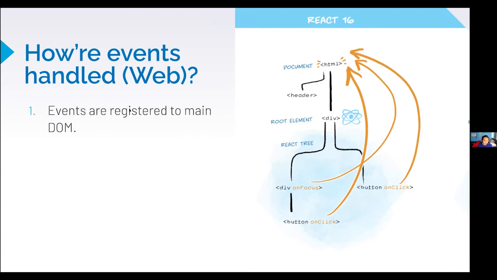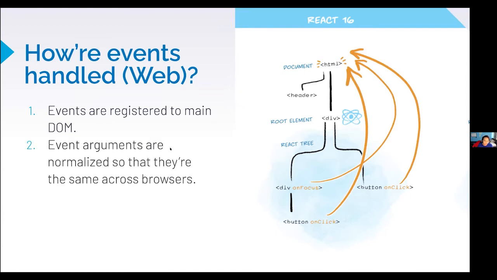So from here, how events are handled is that first, every single event is registered to the main DOM. And from there, the events are normalized so that they're the same across all browsers. I will get into this more. For example, when I have onClick on Chrome and onClick on Safari, we want the event object that comes out of it, like the e.target.value and all that, to be the same, so that we don't have to write a different set of logic for different browsers.